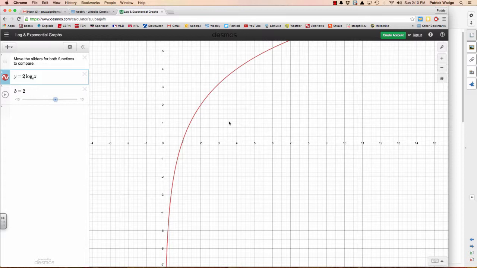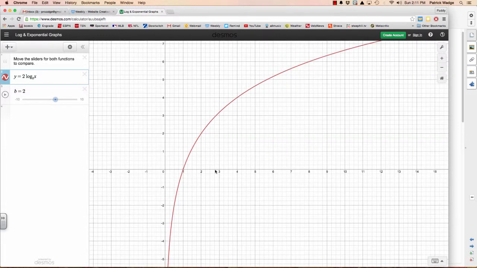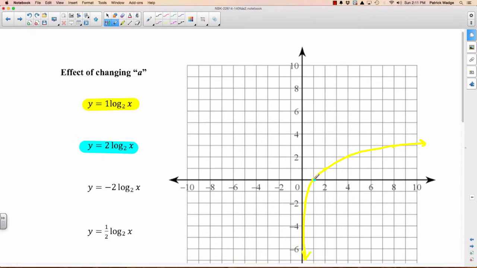So let's take a look at some of the points that we can see and graph those points. So one point I see is it goes to the point (1, 0). Interesting. Another point it goes through is (2, 2). Believe me, there it is, (2, 2). So (1, 0) and (2, 2). Let's go back and put those points in right now. So (1, 0) and (2, 2).